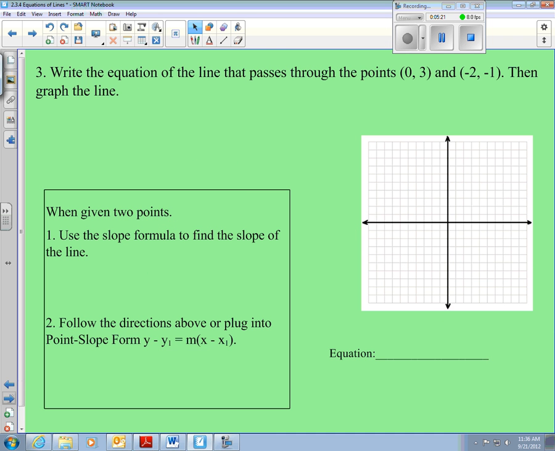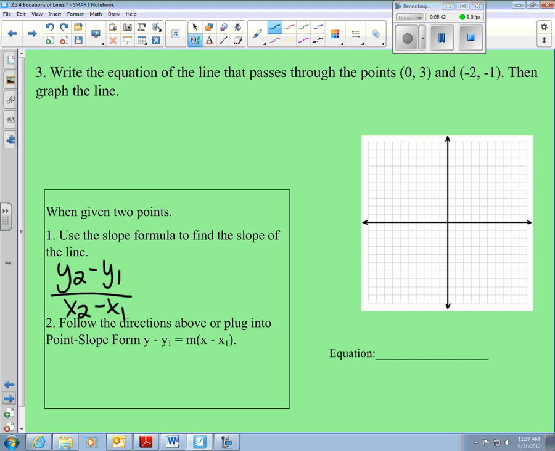Right, now let's talk about writing the equation of the line that passes through the points (0, 3) and (-2, -1). Then we're going to graph the line. So here, we are not given a slope, but we do have 2 points. So we know from our 3.3 lesson that we can find that using our slope formula. So you have this already in your notes.